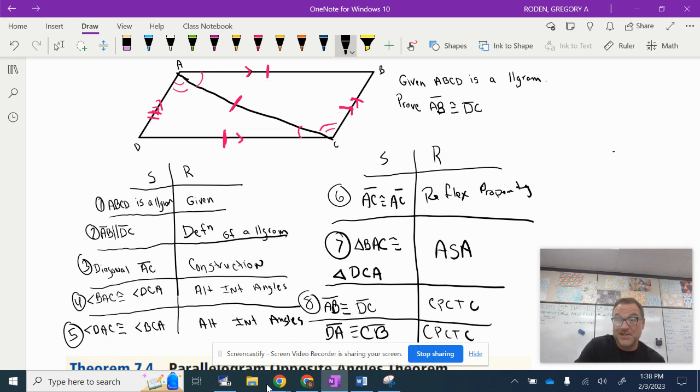Can't believe I got one of my mistakes on film. That's never good. Okay, don't post it on the internet.